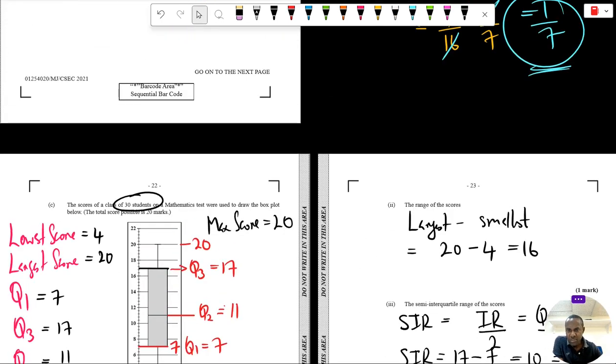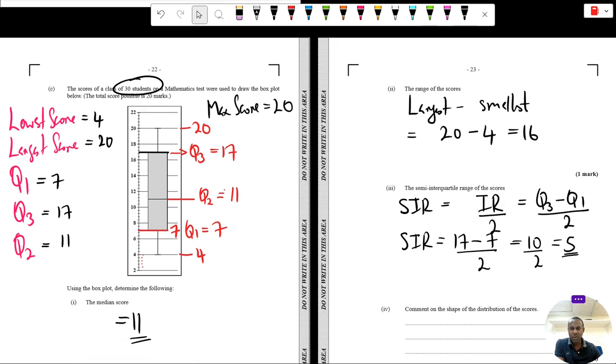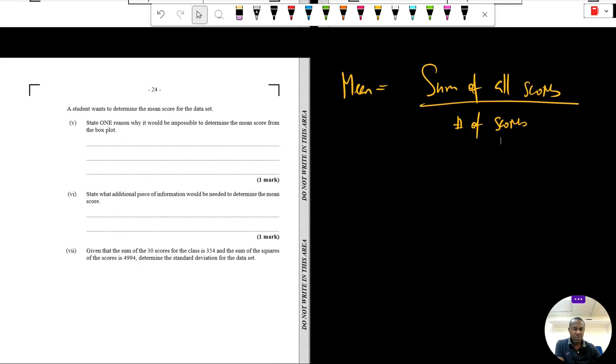At the start of the question, they gave us how many students were in the class, 30 students, but in terms of the marks, they only gave us the maximum possible mark. From the box plot, we can only see the highest mark and the lowest mark. Therefore, we simply cannot determine the mean from the box plot, because it does not give us the total of the scores. It simply gives us the highest and the lowest score according to the data. So, as a result, we cannot determine the mean score from the box plot.